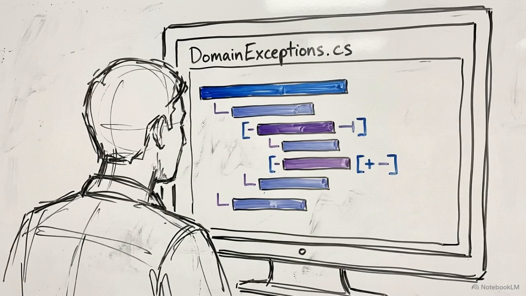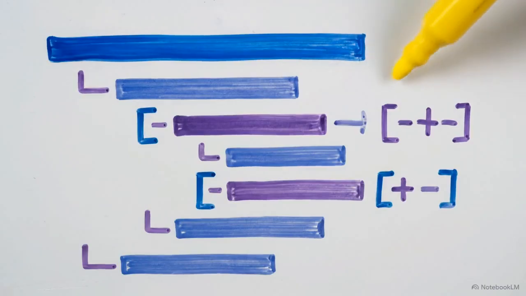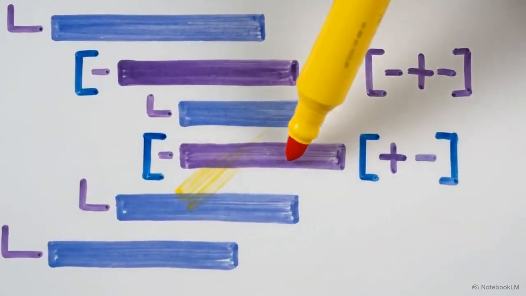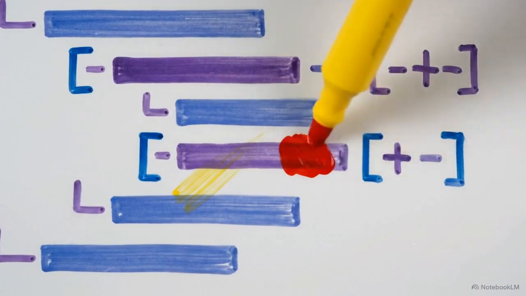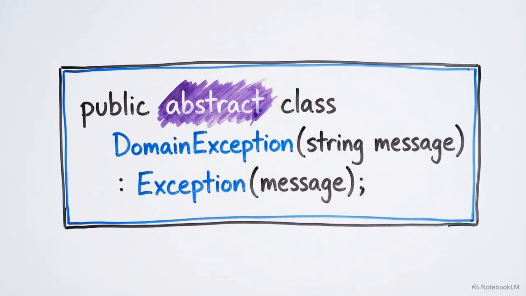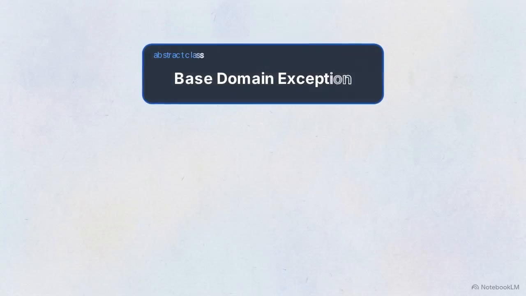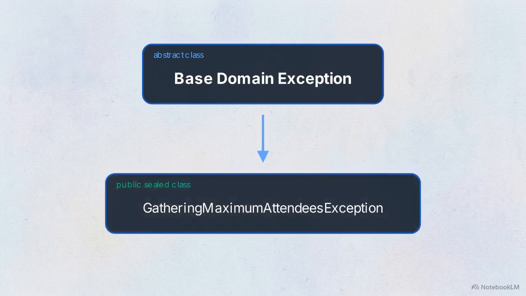The mechanics here are straightforward. The exact moment a domain rule is broken, your code throws an exception, and execution immediately stops cold. Take a look at this code snippet. We start by creating a base domain exception class, taking advantage of .NET 10's primary constructors to keep the boilerplate to an absolute minimum. From there, you inherit from that base class to create a highly specific error, such as a gathering maximum attendees exception. You throw this exact exception when the attendee rule is violated.